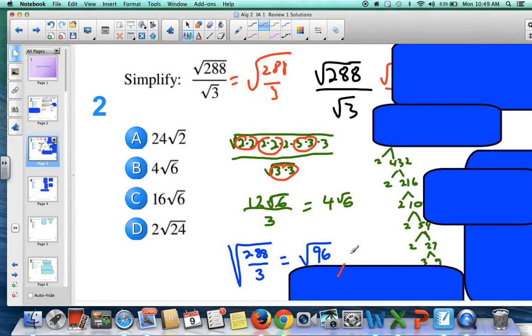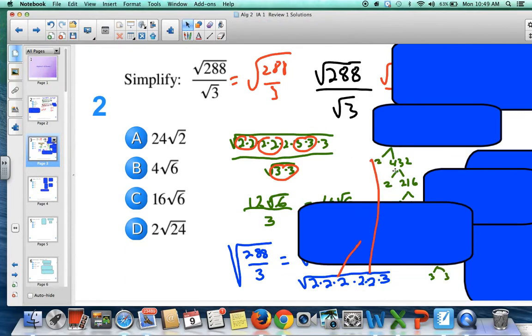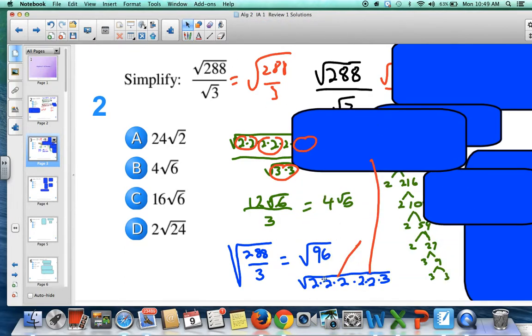But then I still have to break down 96 the same way I've done before, and that takes a little bit of time. So I break that down, and this becomes similar. It becomes 2 times 2, that's 4, and then left is square root of 6. So that gives us 4 square root of 6 as our answer. It works the same way. Okay, next problem.